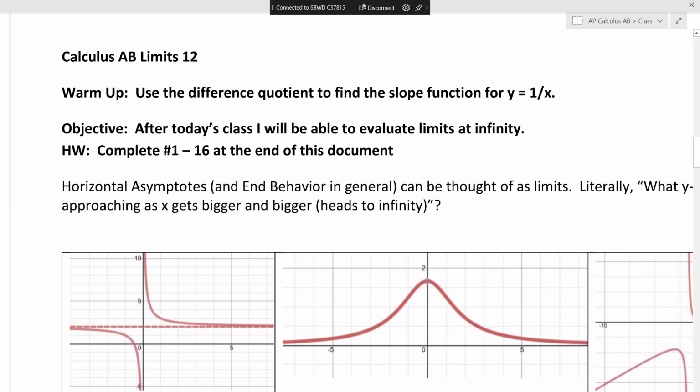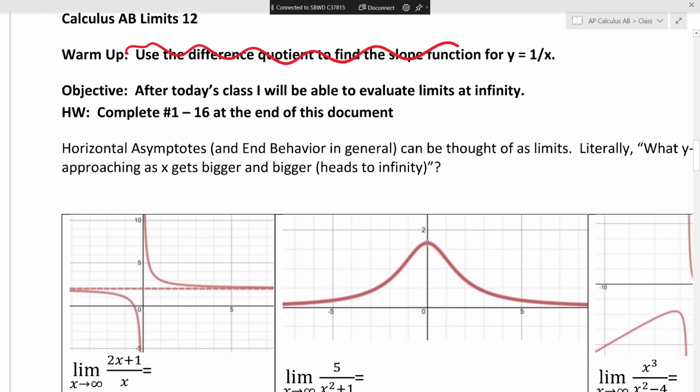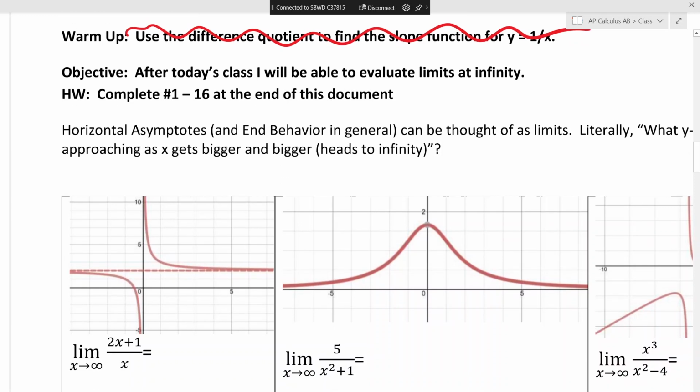Today, don't worry about this. We did a different warm-up. We're going to talk about limits at infinity, which sounds super cool. Okay, I know, right? Your homework is on this document.